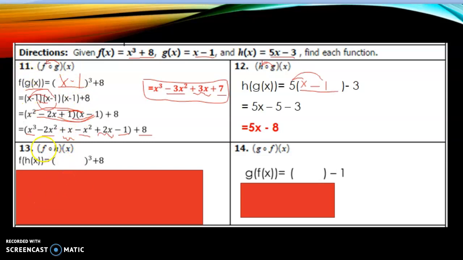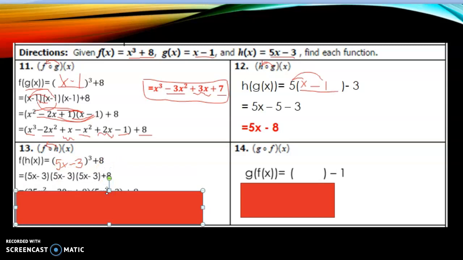Okay, 13, f of h of x. So I write the function f, blank cubed plus 8. I'm going to write in my variable, my second one, my function h. So in the parentheses is going to be 5x minus 3. Sorry, little blank, little bit smaller, harder to write. 5x minus 3. Since it's cubed, that means 5x minus 3 times 5x minus 3 times 5x minus 3.